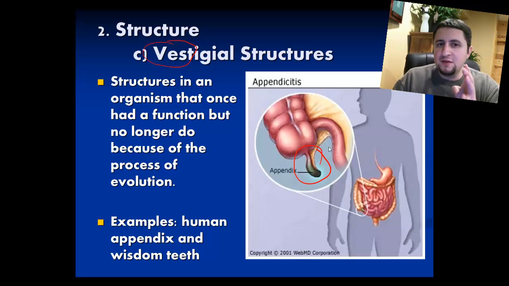But if you consider organisms like cows and horses, their appendix does a lot for them. It helps them to break down grass. Now, us human beings don't really eat grass anymore, so our appendix doesn't really serve very much of a purpose within us.